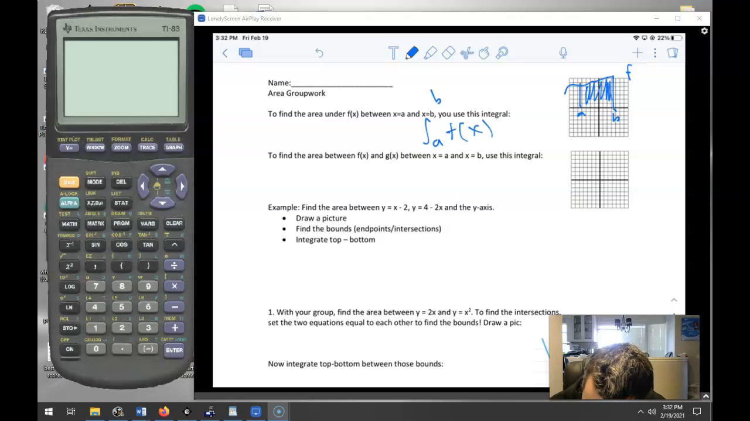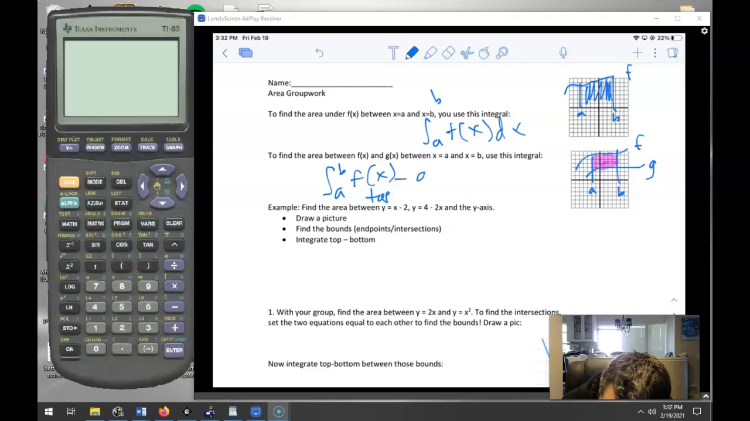Now, if you have two curves, so say some f of x and some g of x, and again, you want to find the area between a and b, well, what could you do? I guess what you could do is find the area under f, and then just subtract the area under g, which would be this area down in here. So the way you would do that is just say, okay, we're going to go from a to b of f of x, which is the top function, minus g of x, which is the bottom function. Okay, so that's how you find an area that's between two curves.